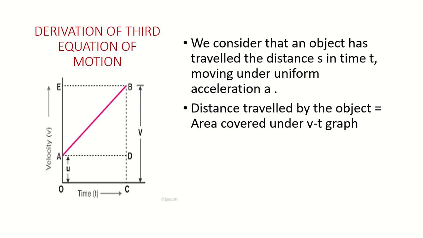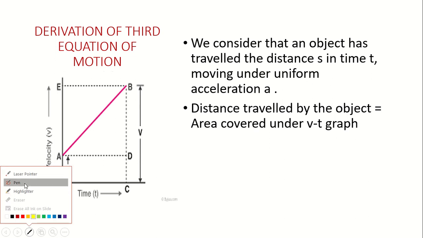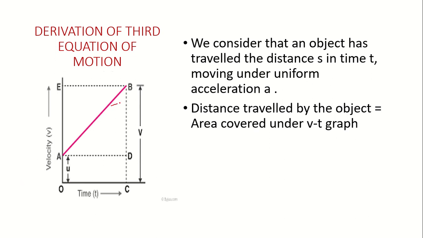Vt graph. Same thing we are going to do once again, that is we want to say that the area covered under the Vt graph is equals to the distance traveled by the object. So we need to calculate this area at first, right? And this is basically a shape of a trapezium. Let us see how to solve it.